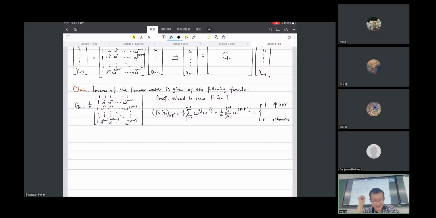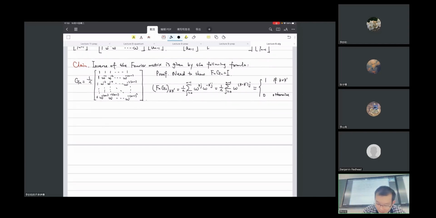If we can prove this, we just finish the proof, because if the entry at k k prime equals 1 if and only if k equals k prime, and the other places equal 0, this just means that the matrix Fn Gn is the identity matrix. Okay, so how do we establish this?